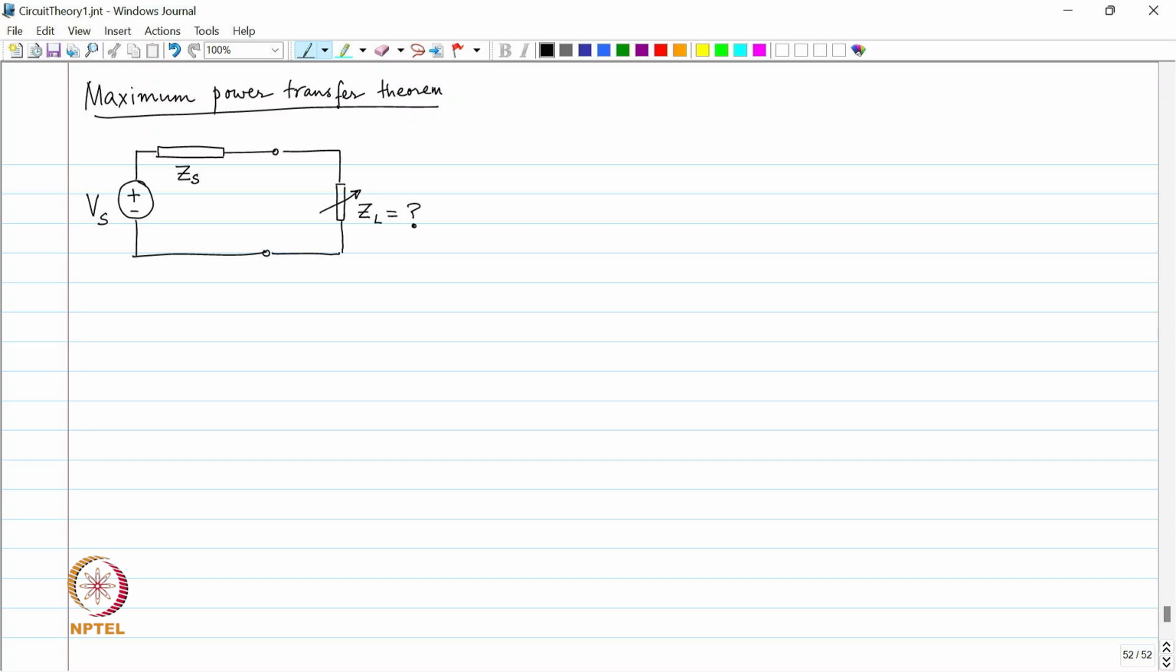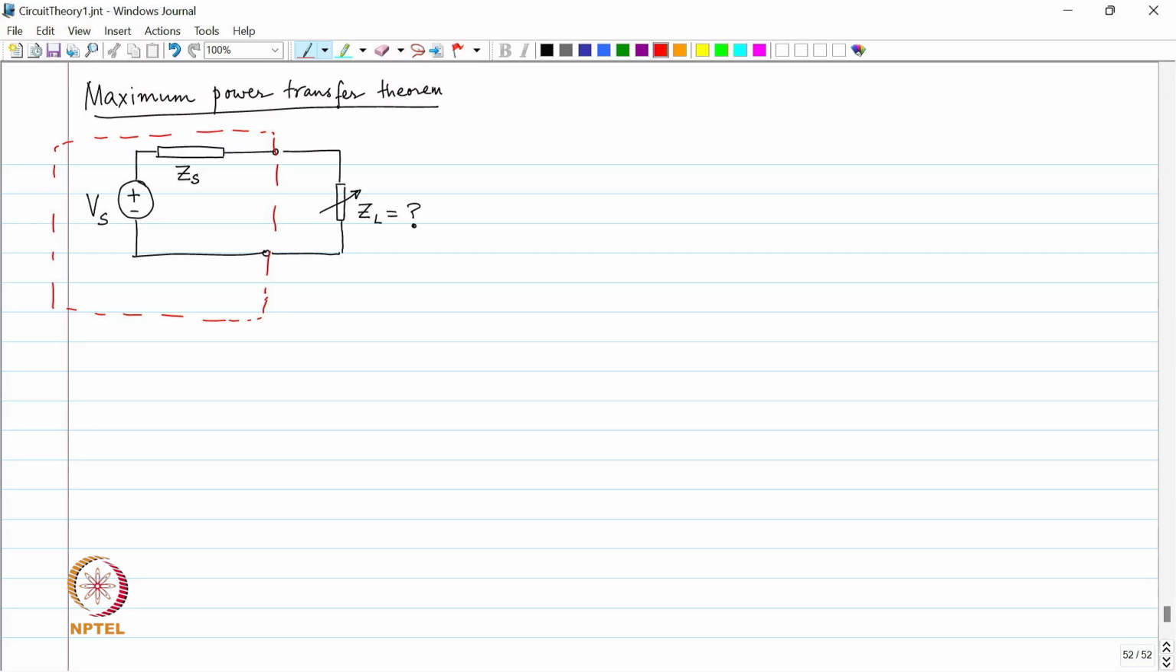Which is the source, by the way? No, that is not the source. The source is this whole thing. This whole box is the source. All right, Zs is part of the source. It is integral to the source. It is inside. Just like the battery, what resistance? Internal resistance of the battery. Zs is just like that. It is the internal impedance of the source. Okay, it is part of the source.